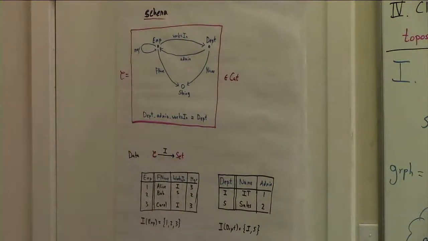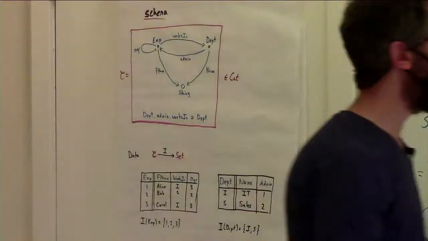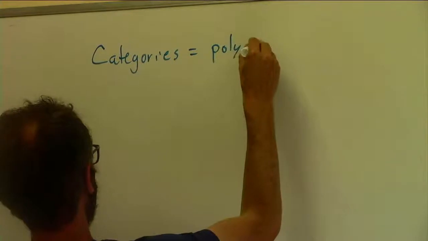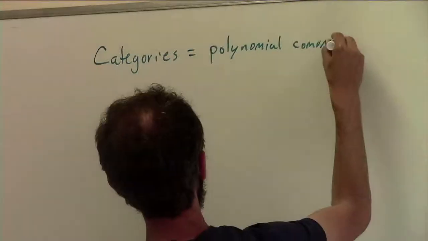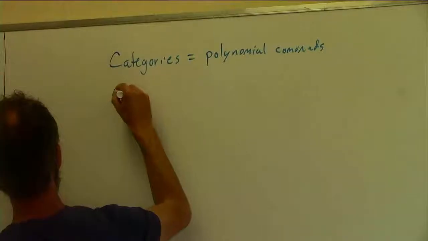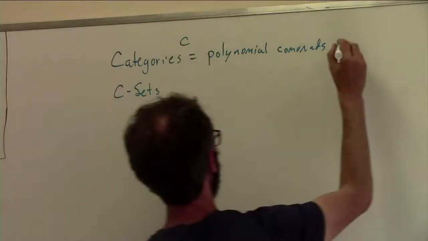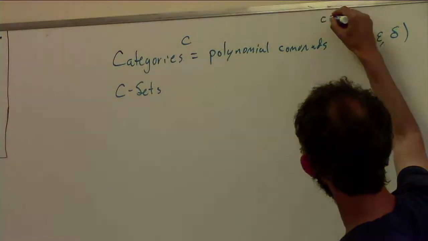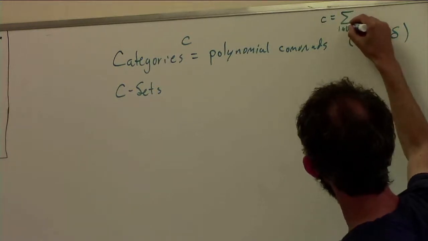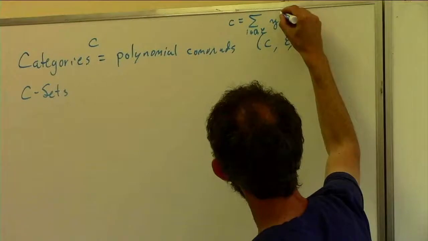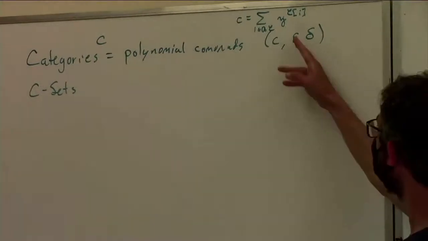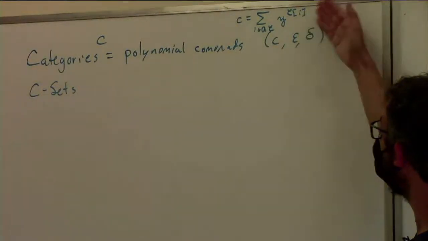Okay. Now, why that could be interesting for us is that categories equal polynomial comonads. And C-sets. So remember C was the polynomial that was the sum over all the objects I of C of y to the C bracket I. That tells us all the objects and all the outgoing morphisms. Epsilon tells us the outgoing morphisms, it's the identity. Delta tells us the way we take codomains and compose. And so polynomial comonads are categories.